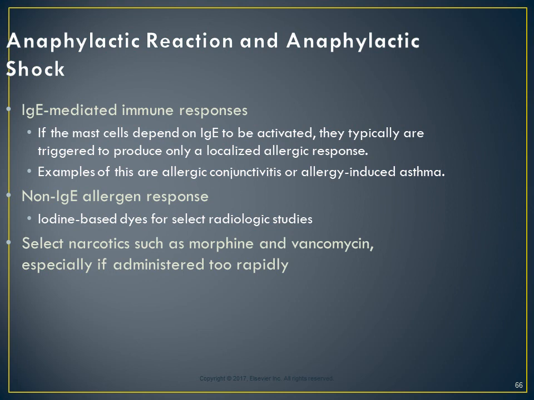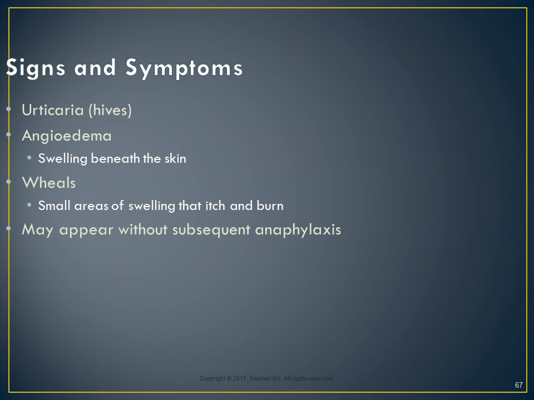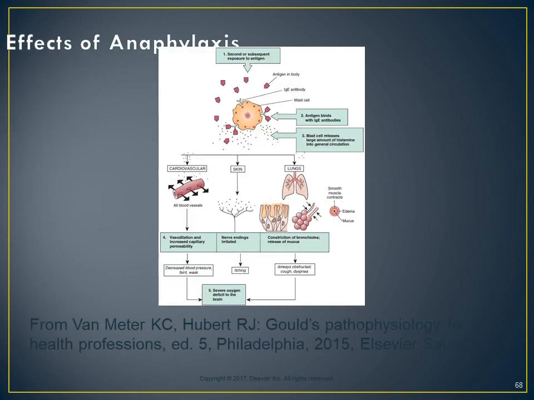Non-IgE allergen response: iodine-based dyes for select radiological studies often trigger them. Select narcotics such as morphine and vancomycin, especially if administered too rapidly. Signs and symptoms include urticaria, which is hives, angioedema, which is swelling beneath the skin, wheals, which are small areas of swelling that itch and burn, and they may appear without subsequent anaphylaxis. Here you see the diagram of effects of anaphylaxis in figure 11.8 on page 248.